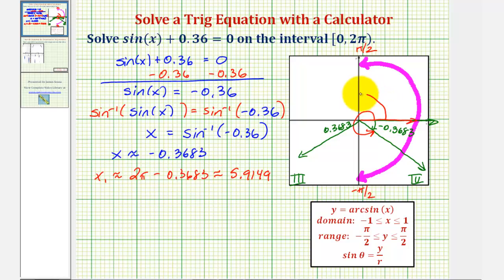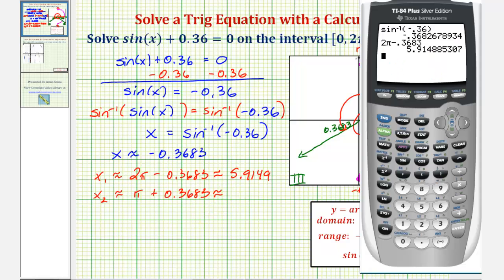and therefore the second solution, which we'll call x sub 2, would be pi radians plus 0.3683 radians. So again, x sub 2 would be approximately pi radians plus 0.3683 radians. And now we'll go back to the calculator. So pi plus 0.3683 radians would be approximately 3.5099 radians.